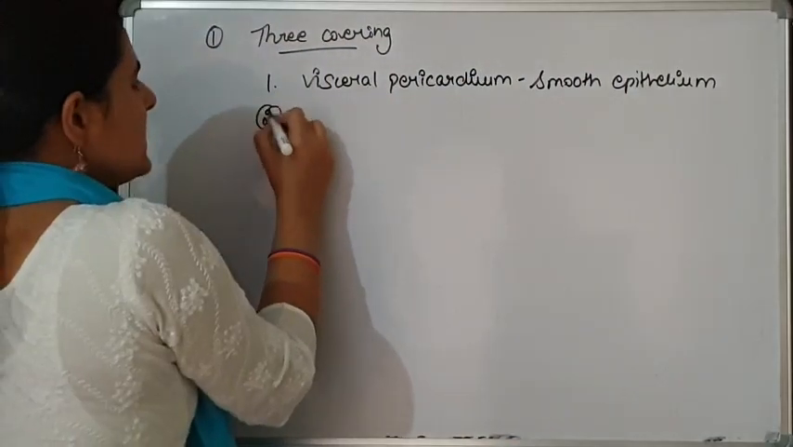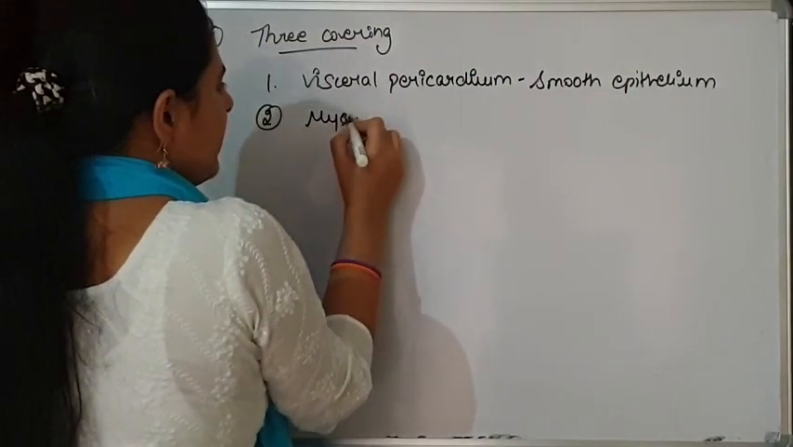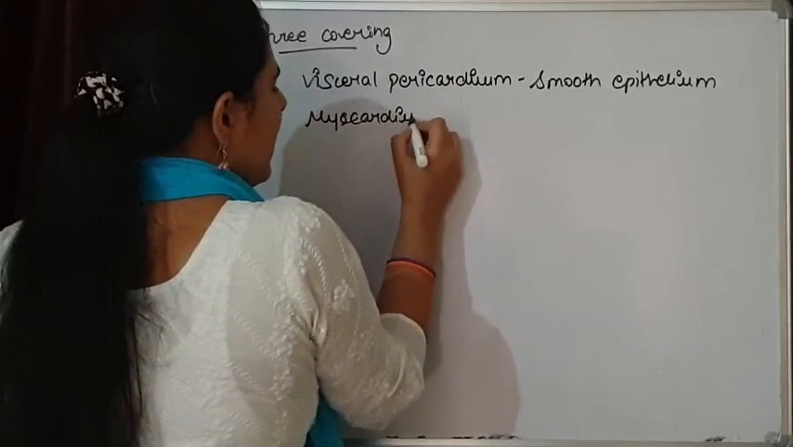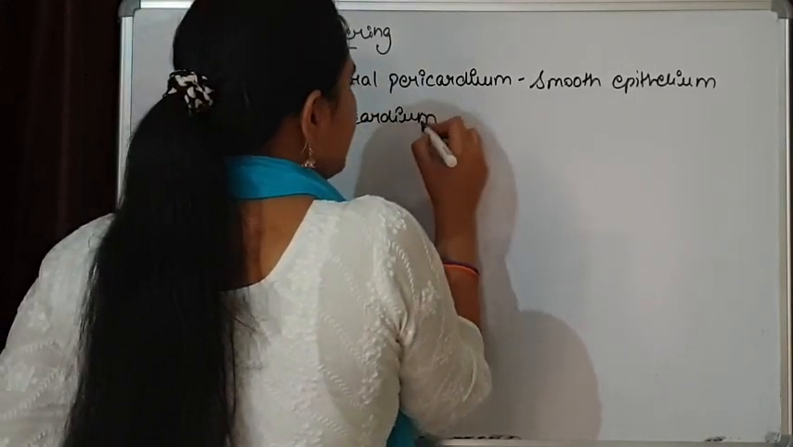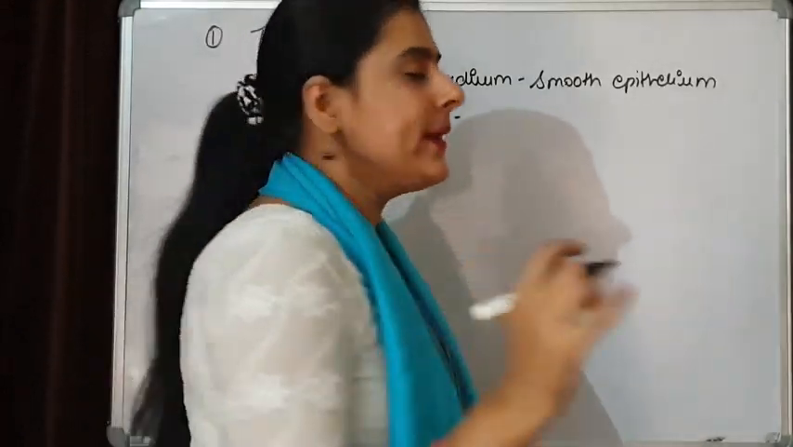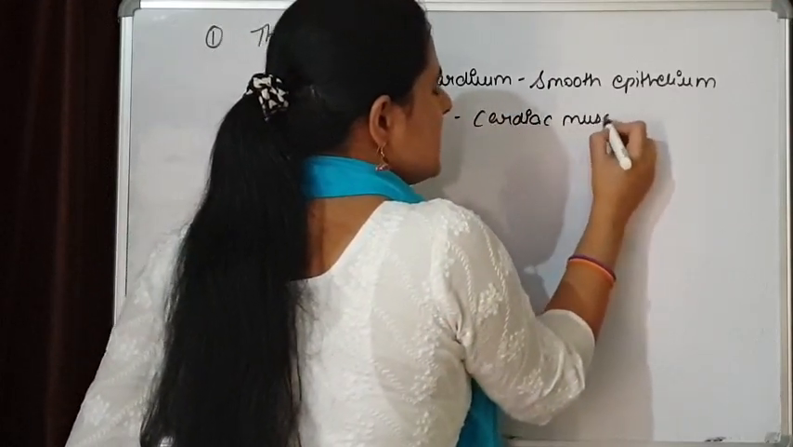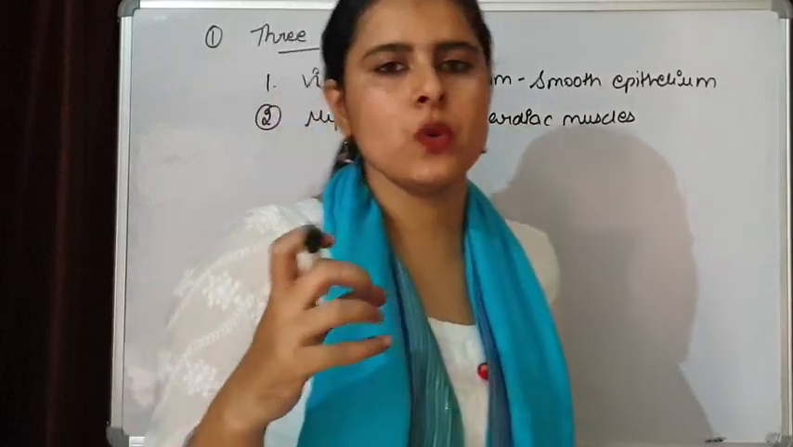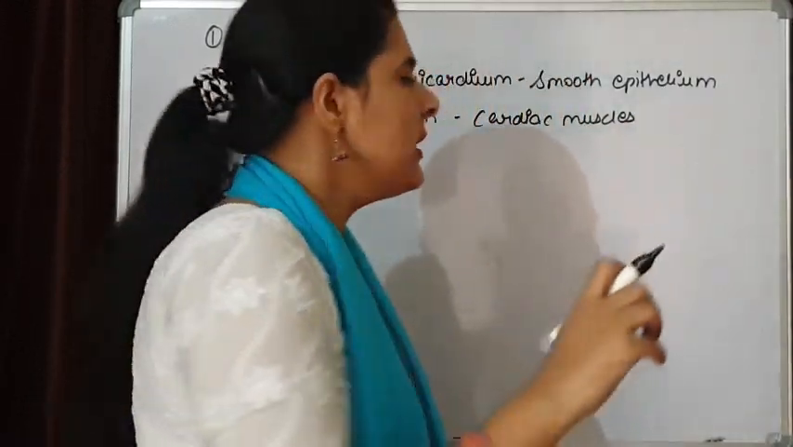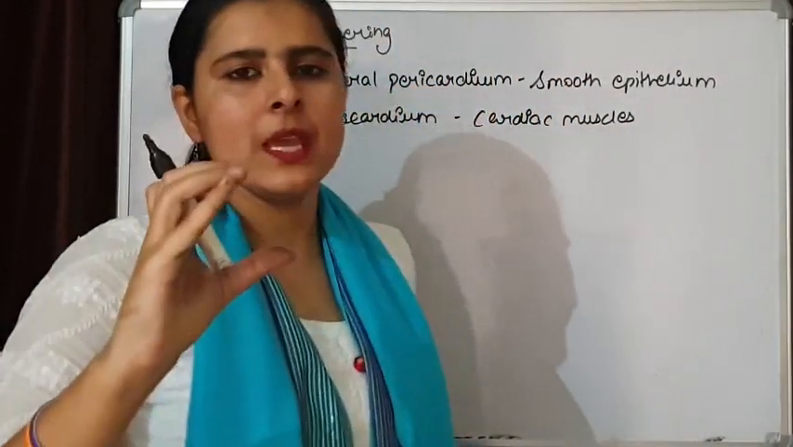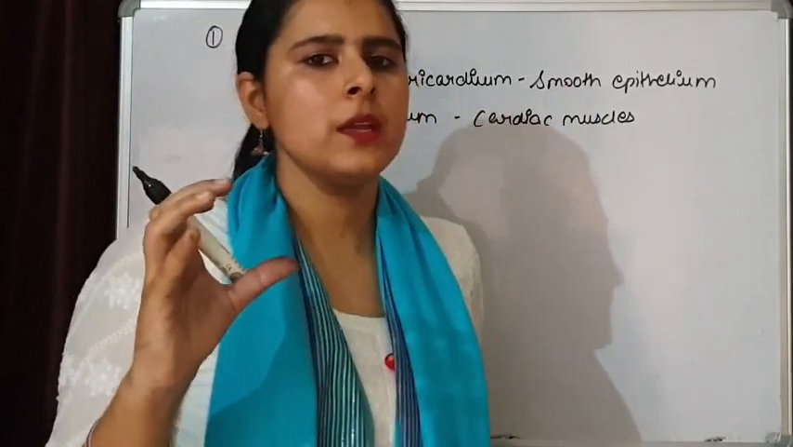The second one is myocardium, and this myocardium is made up of cardiac muscles. These cardiac muscles are responsible for the continuous contraction and relaxation of the heart. So the myocardium is thick and made up of cardiac muscles.